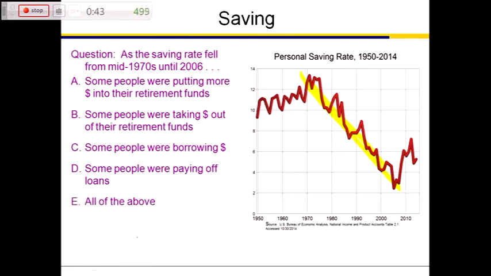Choose a color. Let's start with purple. Purple's a good color. 3 seconds. 1, 2, and 3. Cool.